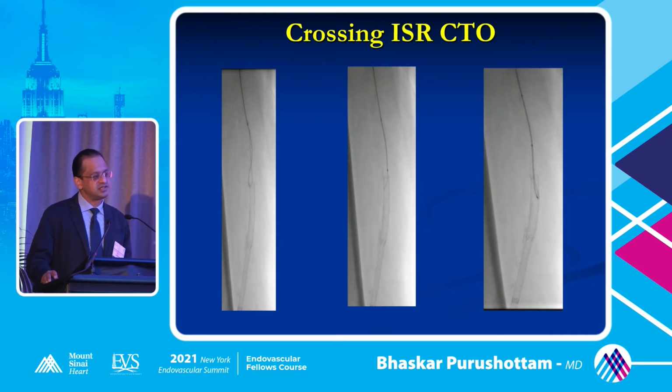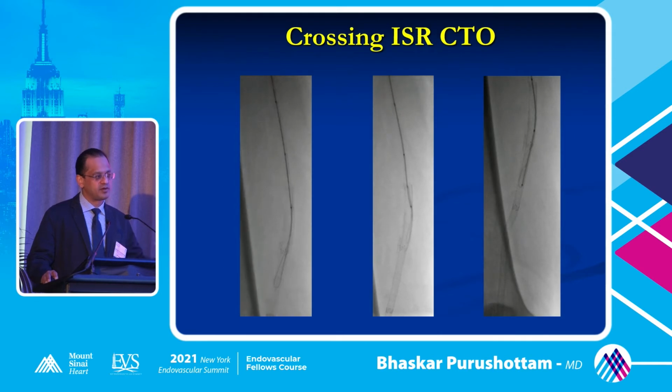The ISR CTOs are tricky because you have to find a way to make sure you get inside the lumen. And once you do get in and you perform the loop technique, make sure you take orthogonal views to make sure you're inside the stent. Because even with the loop, sometimes you can dissect through the stent and come outside.